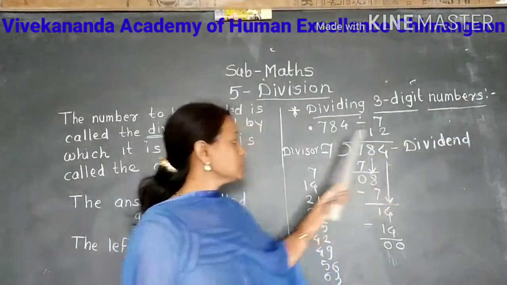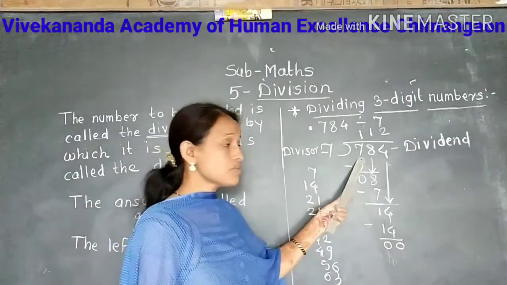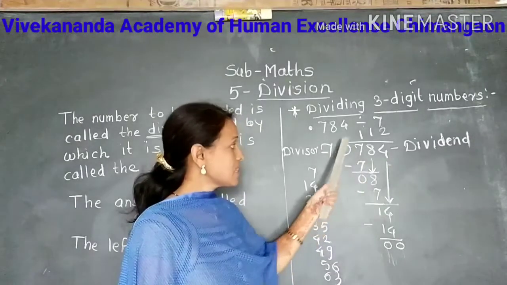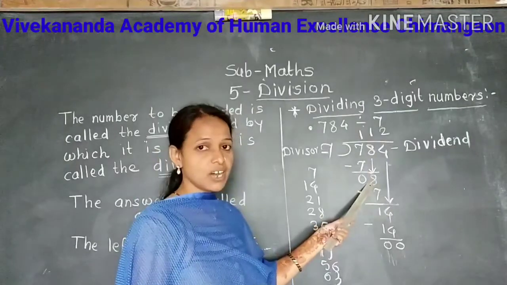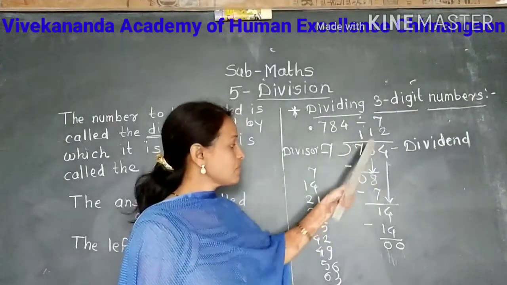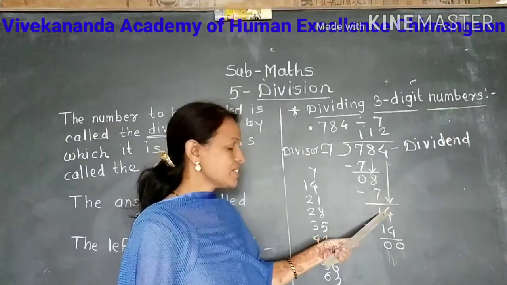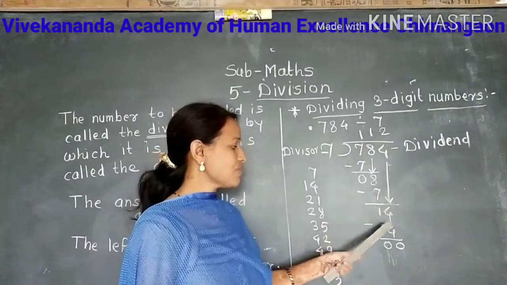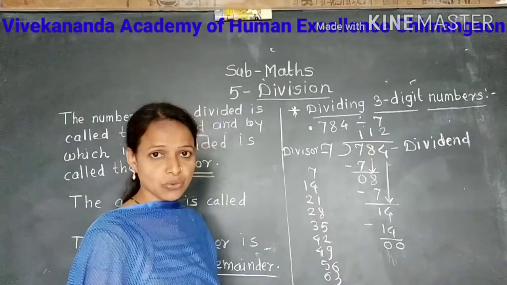784 is the dividend, 7 is the divisor. Now first we divide. The leftmost digit is 7. 7 ones are 7. 7 minus 7, 0. The next digit we take down, 8. Again, the quotient will become 1. 7 ones are 7. Then 8 minus 7, 1. The next digit is 4. 14. Now divide 14 by 7. 7 twos are 14. Subtract, we get remainder 0.